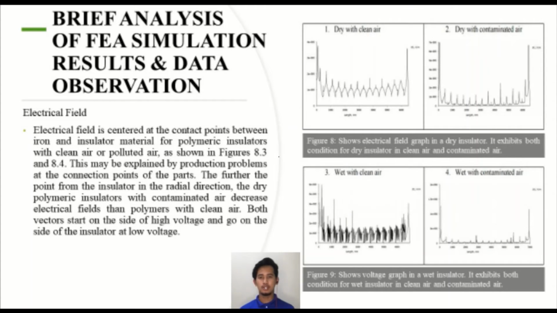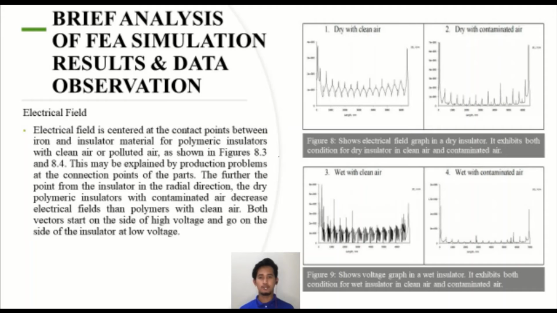The electrical field is centered at the contact point between iron and insulator material for polymeric insulators with clean air or contaminated air, as shown in figures 8 and 9. Figure 8 shows the electrical field graph in a dry insulator. It exhibits both conditions for dry insulator in clean air and contaminated air. Figure 9 shows the voltage graph in a wet insulator. It exhibits both conditions for wet insulator in clean air and contaminated air.